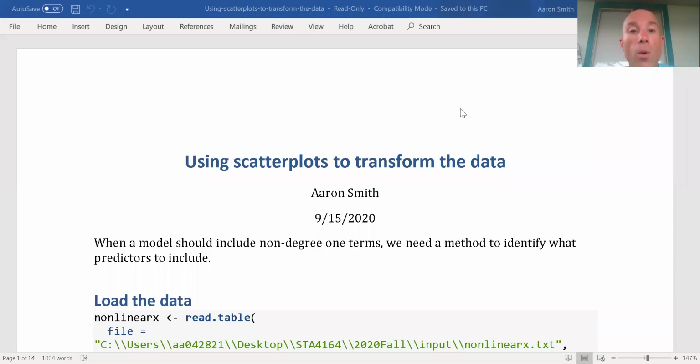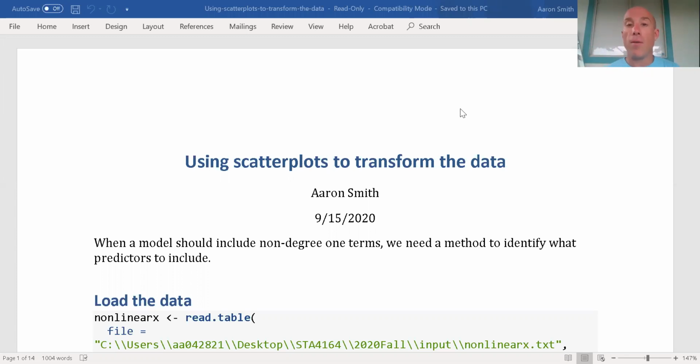Hi, in this video, we want to take a look at using scatterplots to transform our data and build better models. All right, so we're in the situation where the models should have non-degree one terms. And now the standard out of the box linear regression method is always to have degree one terms. So that's just the variable itself.